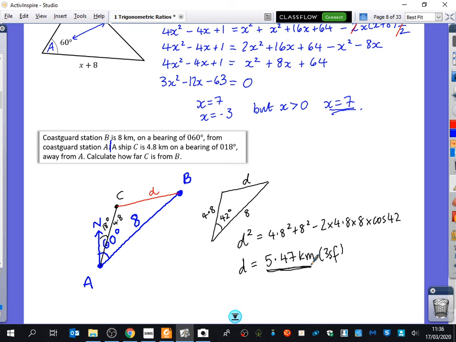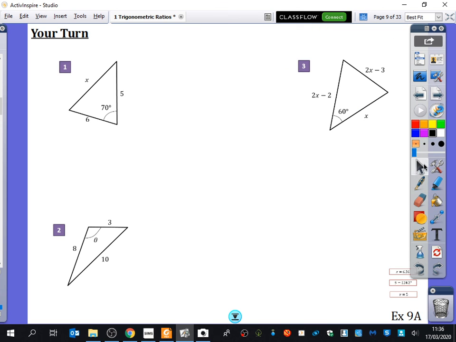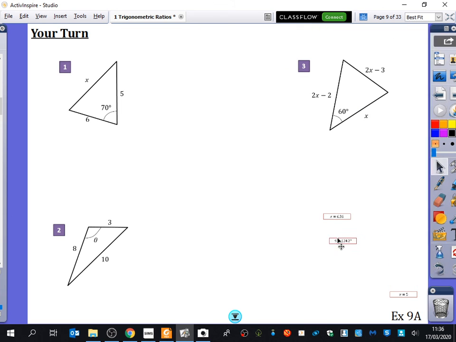Okay? Once you've done that one, I'd like you to have a go at the ones at the bottom of the page that say your turn. So I shall put these up here. And if you are doing this at home and you want to check, these are the answers.